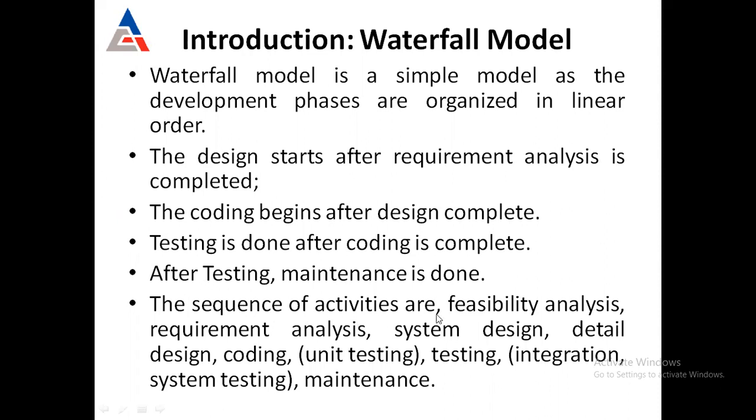The sequence of activities is: first the feasibility study, then requirement analysis, the system design, then detailed design, then coding, then testing, and finally maintenance. These are all the activities that are performed during software development in the waterfall model.